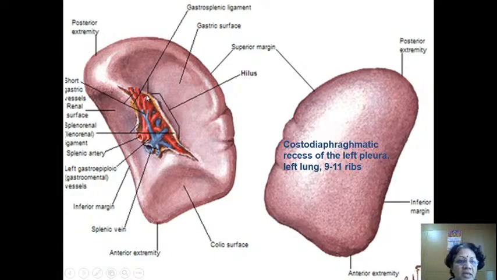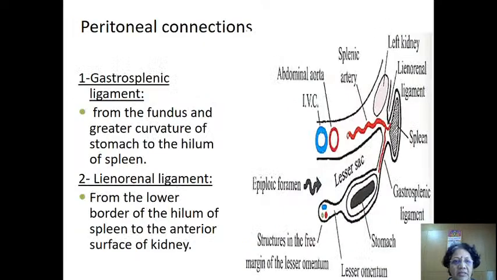On the visceral surface, we will see there is a gastric surface, so the stomach is related. The short gastric vessels will be inside the ligament, gastrosplenic. Renal surface, therefore, upper pole of left kidney. Splenorenal ligament containing some vessels: splenic artery and vein. Left gastroepiploic vessels within the lienorenal, and the other viscera which are related are the colon itself, and this area near the hilus is where the pancreas will be related to the spleen.